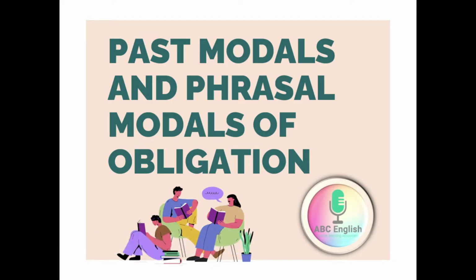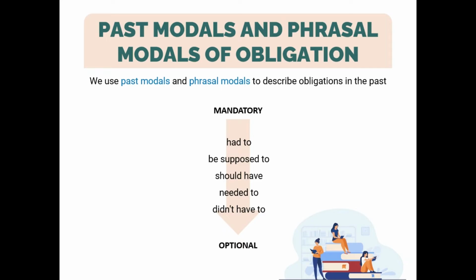Now we're going to start with the first topic from Unit 2, past modals and phrasal modals of obligation. Past modals and phrasal modals of obligation are used to describe obligations in the past, although they have slightly different uses, and some are stronger than others. The expressions we're going to use are be supposed to, have to, should have, needed to, and didn't have to. And those five phrases are divided in two categories, mandatory and optional.